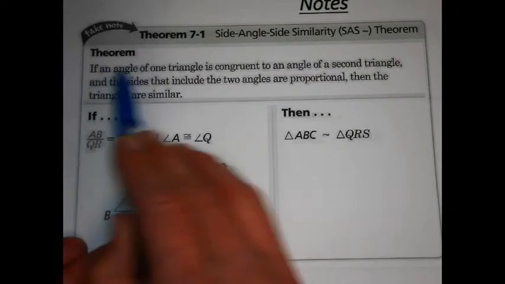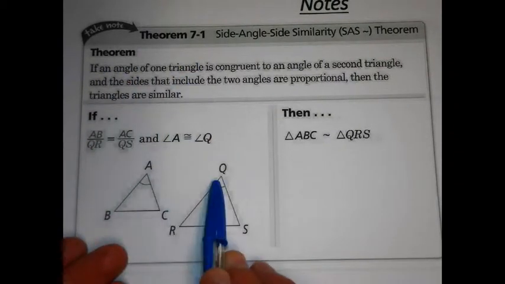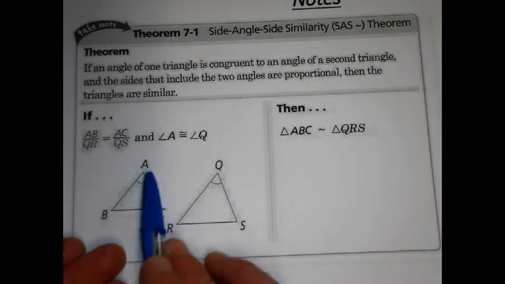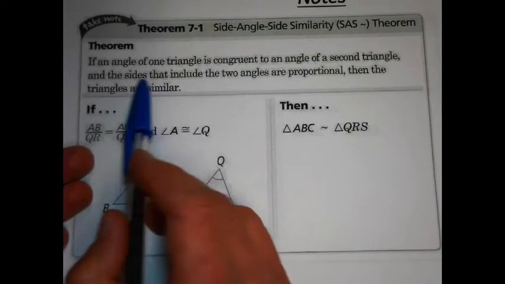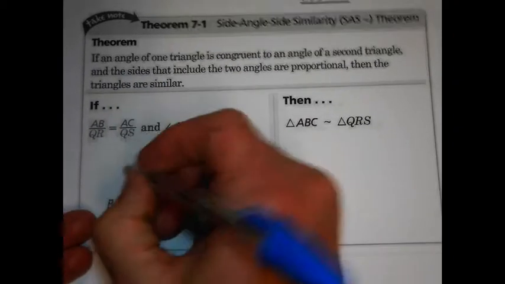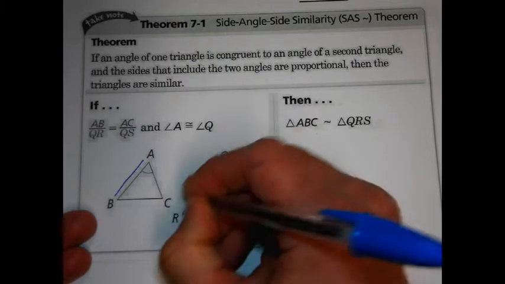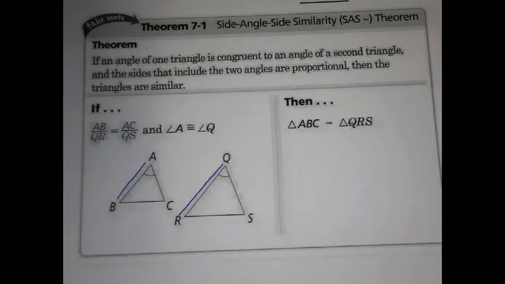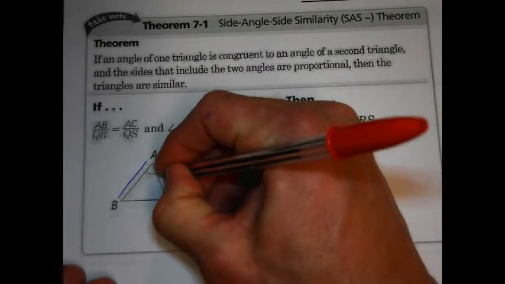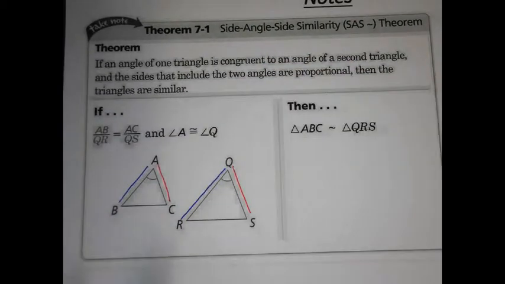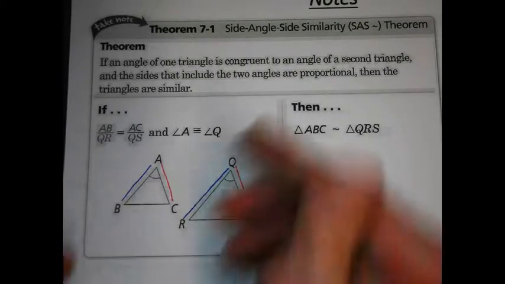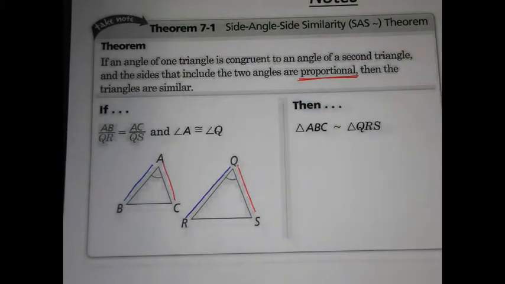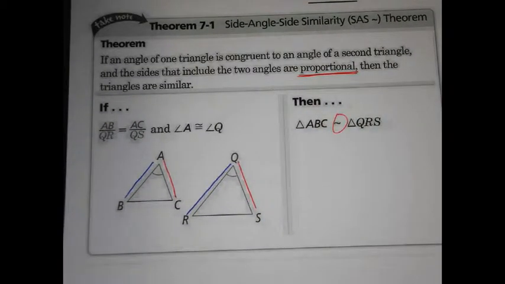Now the way this works is that if an angle of one triangle is congruent to an angle of a second triangle, and the two including sides, AB and QR, and AC and QS, are proportional, and the included angle is congruent, then we have similar triangles.